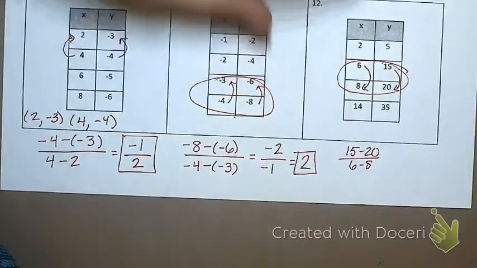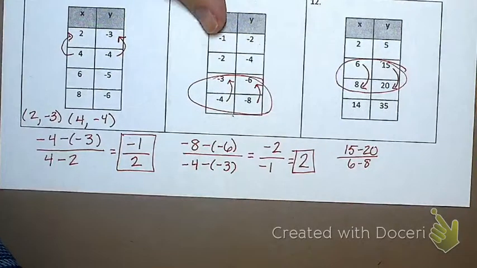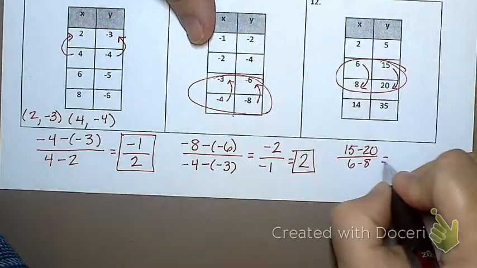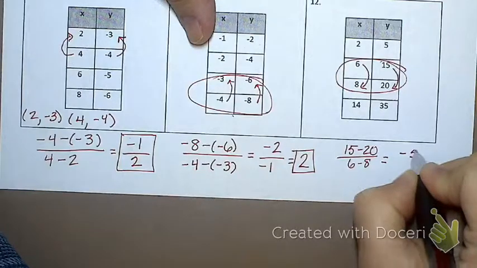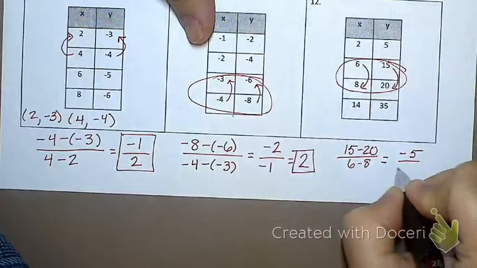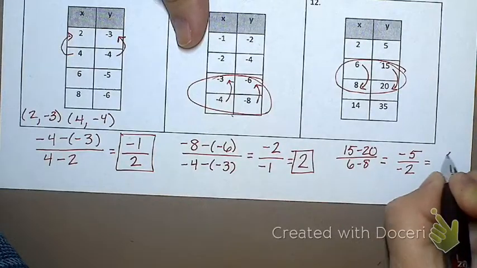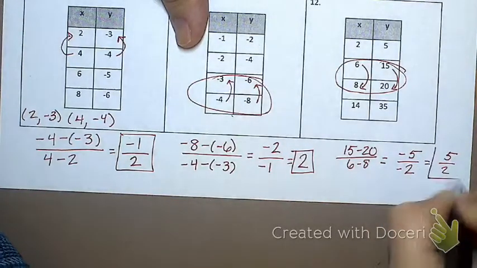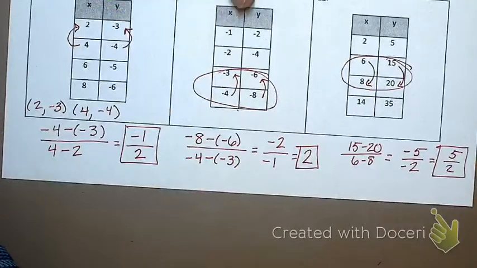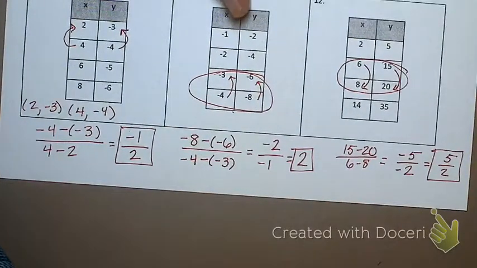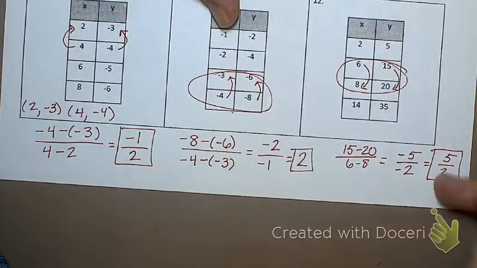If you went a different direction, we should still end up with the same answer. 15 minus 20 is -5. 6 minus 8 is -2. What's -5 over -2? Is that what you got? Yeah. Even if you chose different points or went in a different order, you should still have gotten 5 over 2.